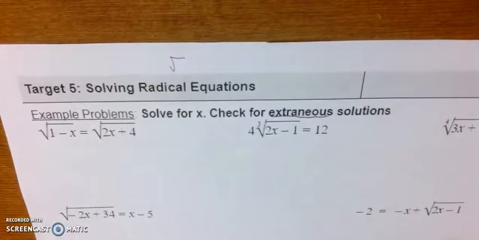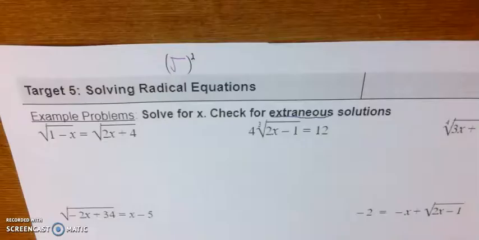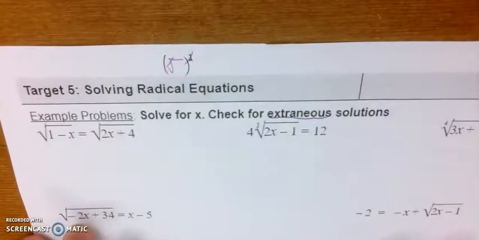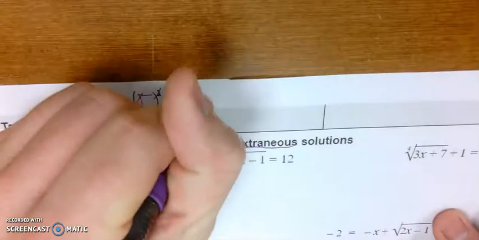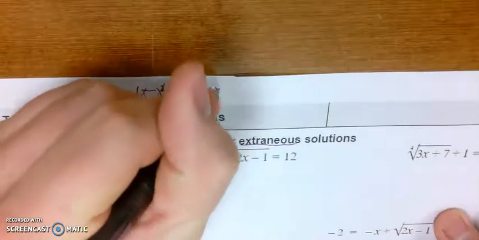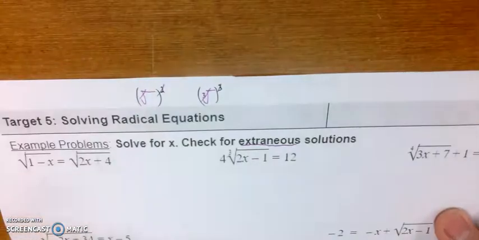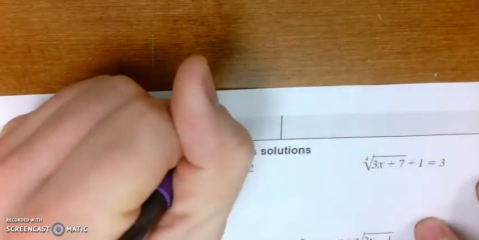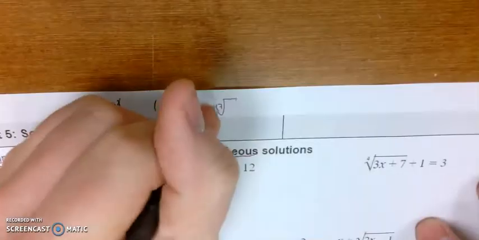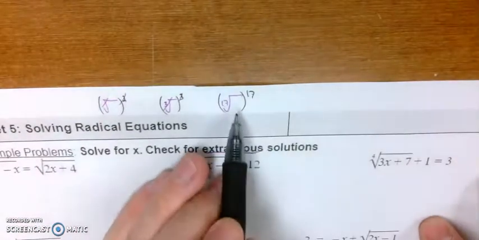If I ever wanted to get rid of and nullify a square root, I could square something. Squaring and square rooting are inverse operations, so they would essentially nullify one another. Similarly, if I have a third root and I wanted to get rid of a third root, I would raise that to the third power. A third root and a third power would nullify each other. If I had, and I'm just making this up, a 17th root, and I wanted to nullify a 17th root, I'd raise it to the 17th power. We're never going to see that in this class, by the way.